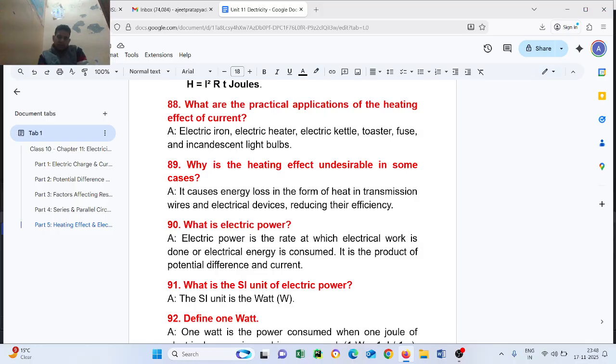Question number 90. What is electric power? Electric power is the rate at which electrical work is done or electrical energy consumed. It is the product of potential difference and current.